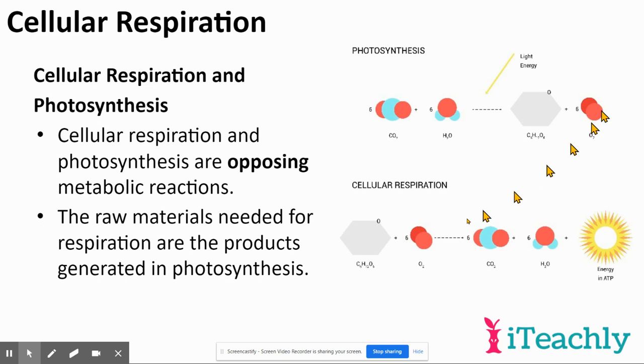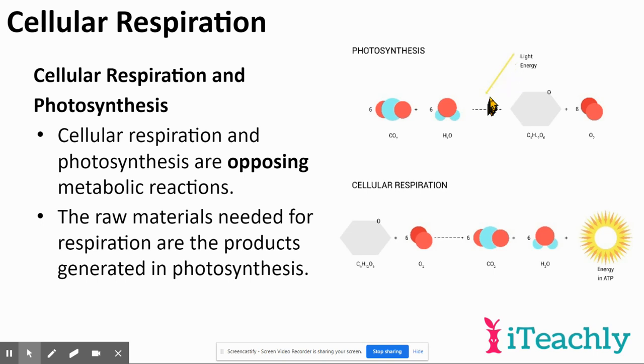So if you look here, the products here are the reactants up here. This is photosynthesis. So photosynthesis is going to take CO2 and water, which is this right here. So the reactants here are the products here, and the reactants here are the products here. So it's kind of the opposite. If you know one reaction, you should know the other. The biggest thing is this produces energy, and this requires energy.